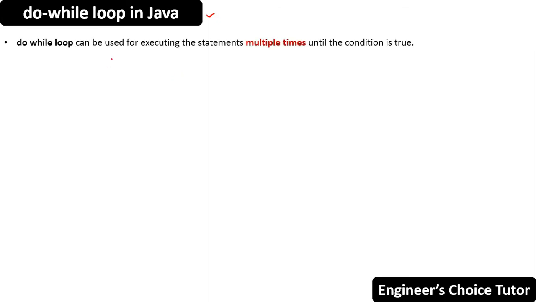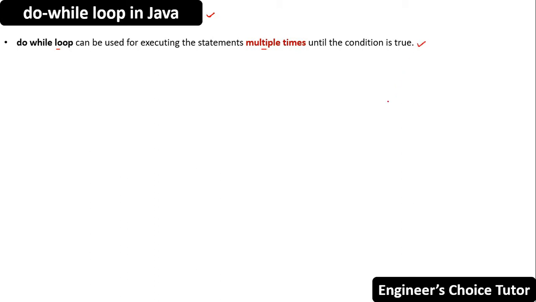Hi everyone. In today's lecture, we will discuss the do-while loop in Java. A do-while loop can be used to execute a statement or block of statements again and again until the condition is true. So, what is the use of a do-while loop? It can be used for executing the statements multiple times until the condition is true.